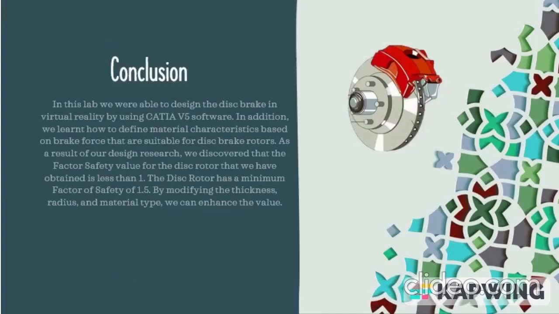Next, for the conclusion, in this lab we were able to design the disc brake in virtual reality by using CATIA V5 software. In addition, we learned how to define material characteristics based on brake force that are suitable for disc brake rotors. As a result of our design research, we discovered that the factor of safety value for the disc rotor that we have obtained is less than 1. The disc rotor has a minimum factor of safety of 1.5. By modifying the thickness of radius and material type, we can enhance the value.